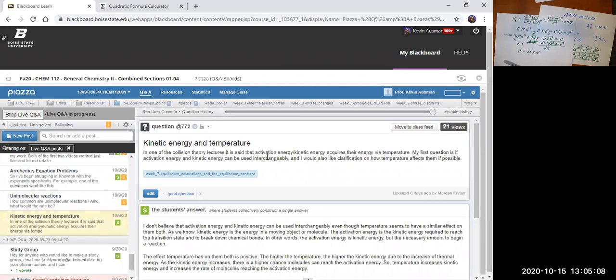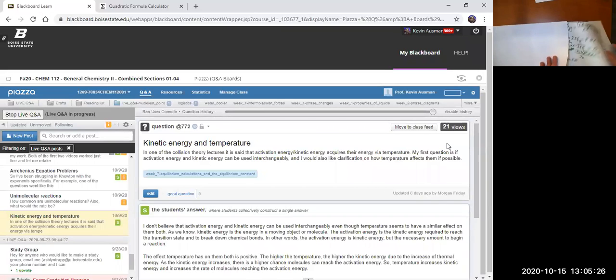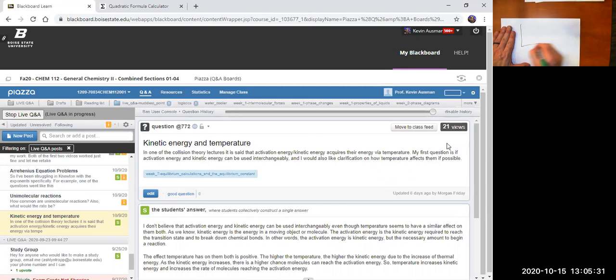This was an interesting one. In a collision theory lecture, it said that activation energy and kinetic energy acquire their energy from temperature. And so can activation energy and kinetic energy be used interchangeably? And then how does temperature affect them? So this is a pretty good question for trying to understand these reaction coordinate diagrams. So strictly speaking, the plot that's shown here is potential energy.